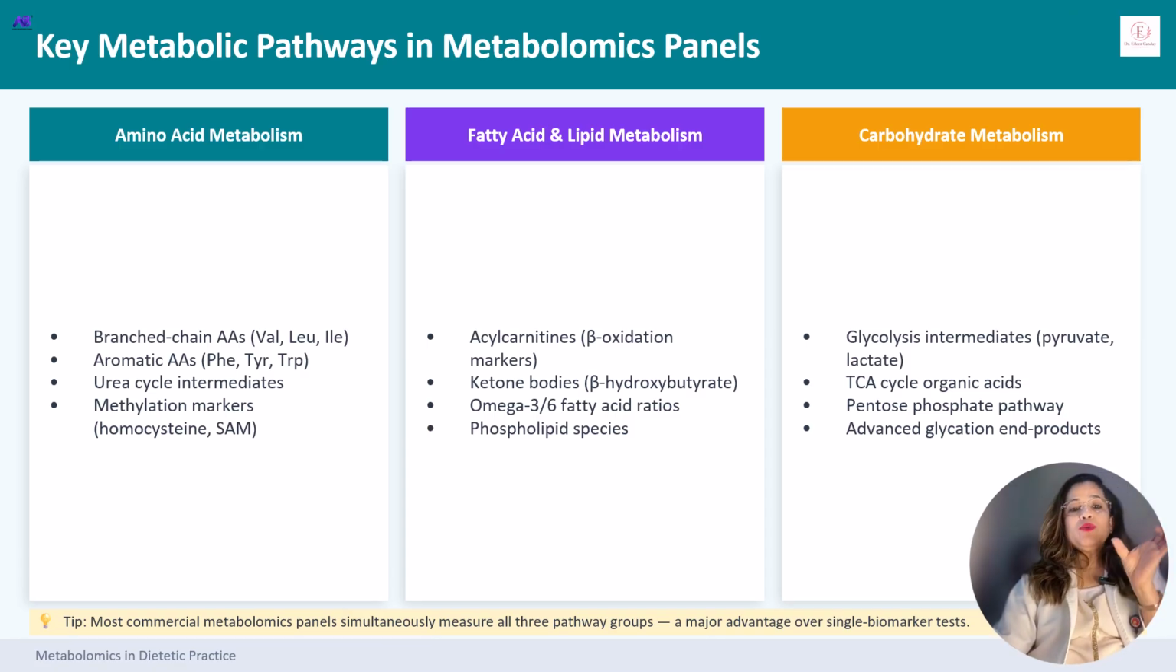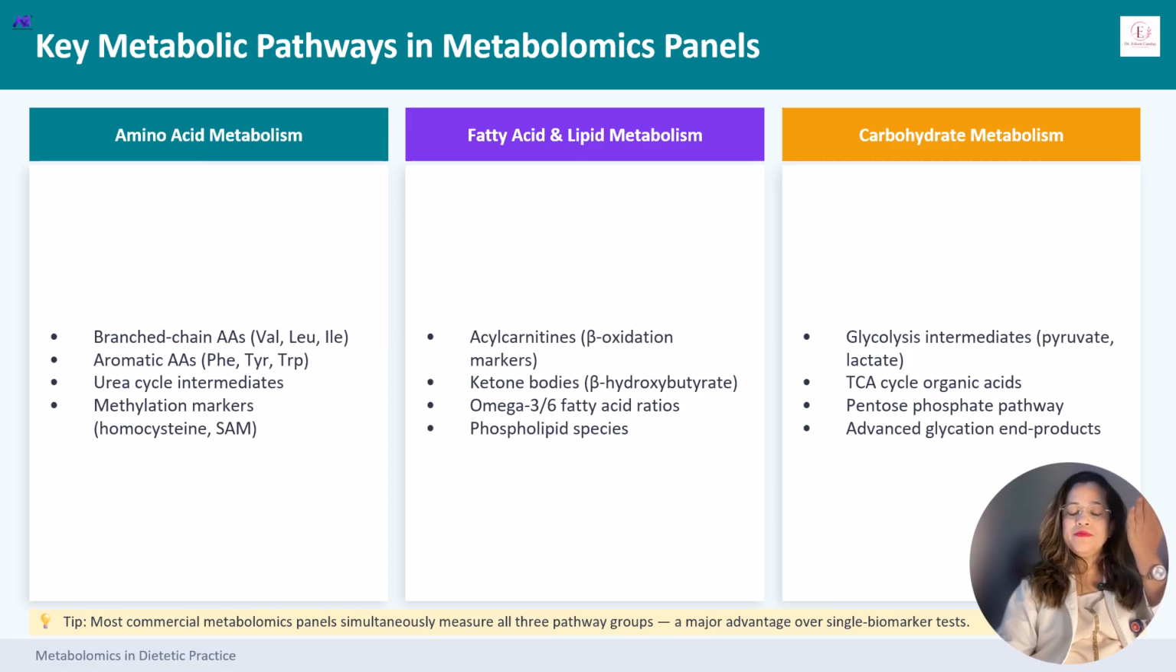What are the key metabolic pathways? Talking about the key metabolic pathways, the first thing that comes to your mind is branched chain amino acids, or amino acid metabolism. Leucine, isoleucine, valine. Now, these are the branched chain amino acids. What happens to them in insulin resistance? Or what happens to BCAAs in obesity?